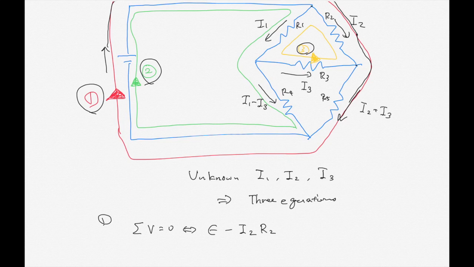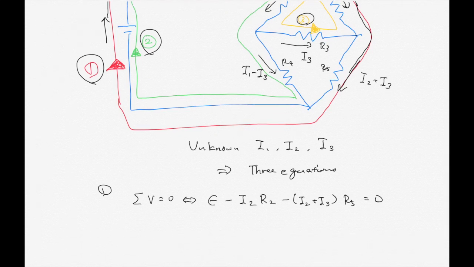And then we have another resistance, so you have to use a negative sign. I sub 2 plus R sub 3, R sub 5 equals 0. This is the equation for the loop 1. And we do the same calculations for the loop 2.